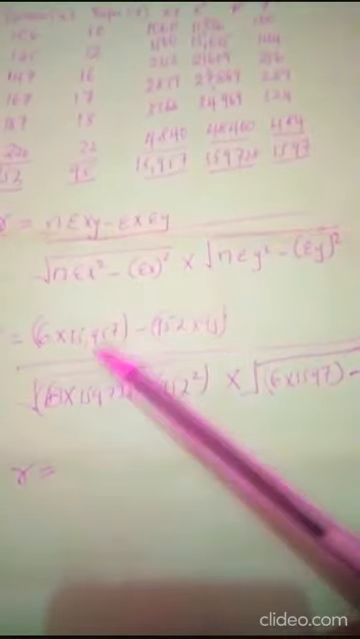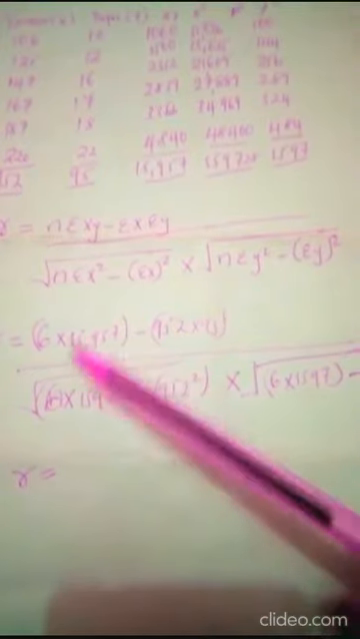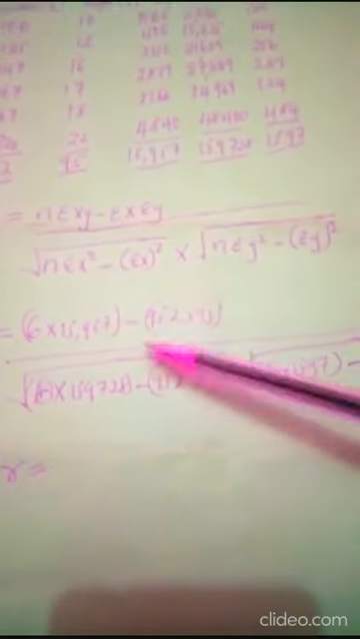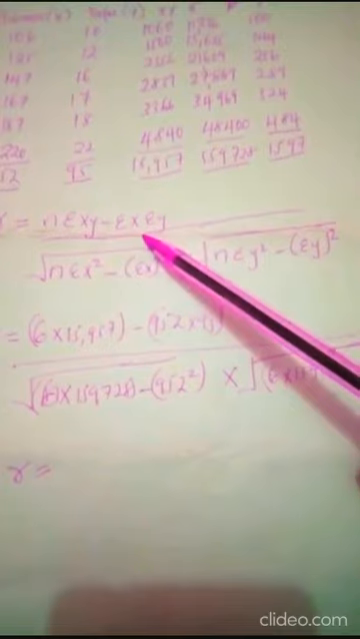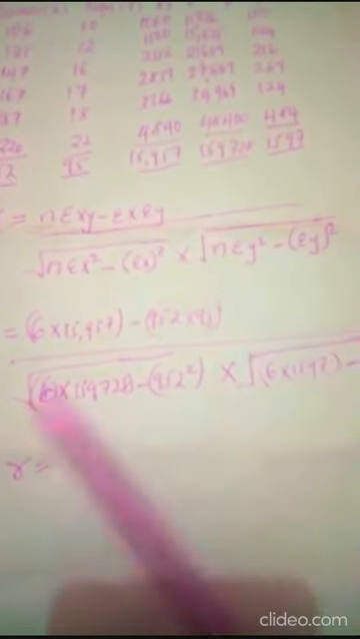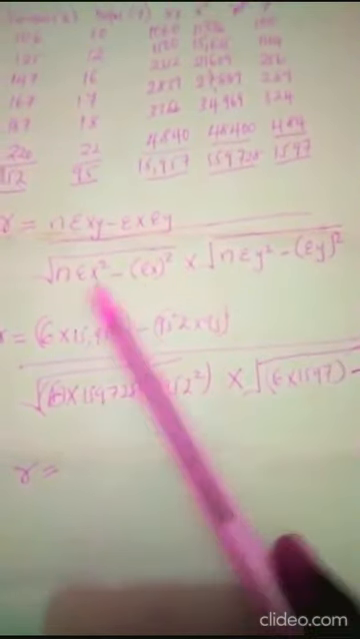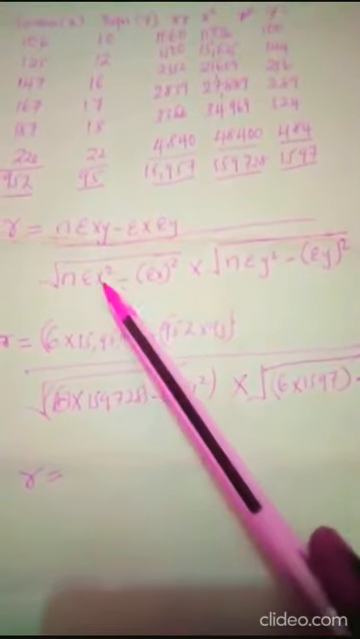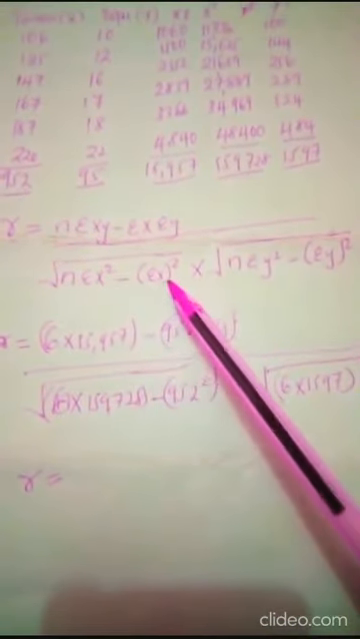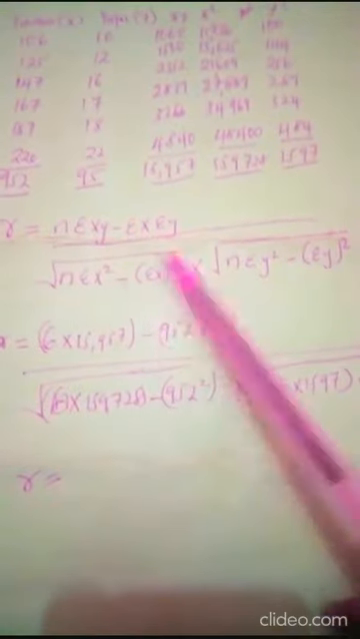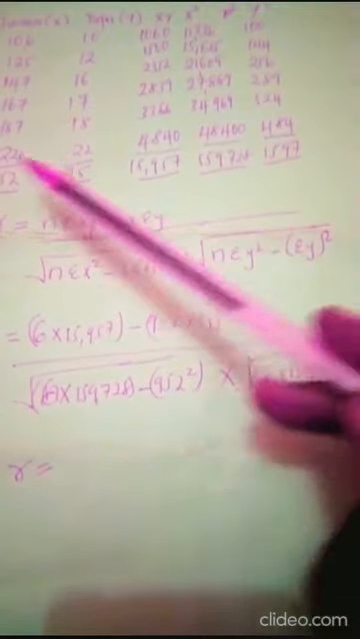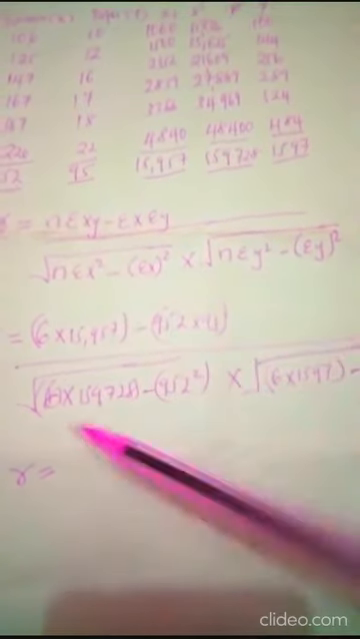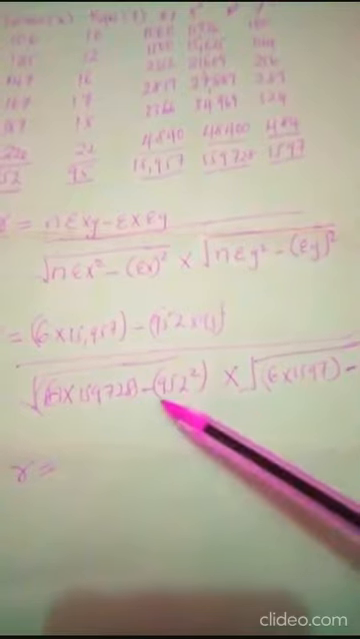So you have 6 times 15,957, which is the summation of xy. Then minus 952 times 95, which is summation of x times summation of y. Then you're going to divide all this by the denominator of this formula, which is the square root of n summation of x squared minus summation of x, in brackets, squared, where summation of x is 952. So it will be 6 times 159,728 minus 952 squared.